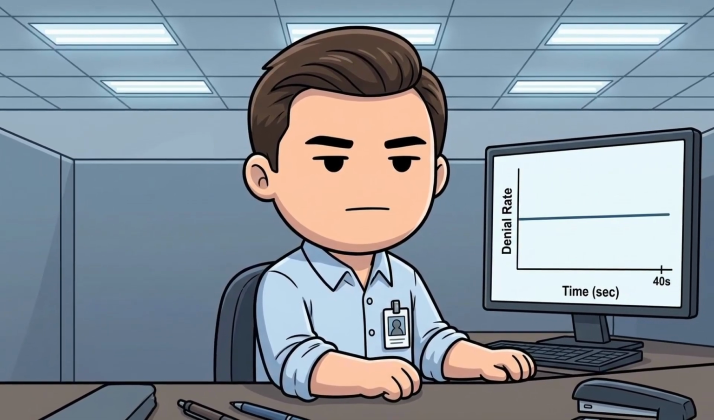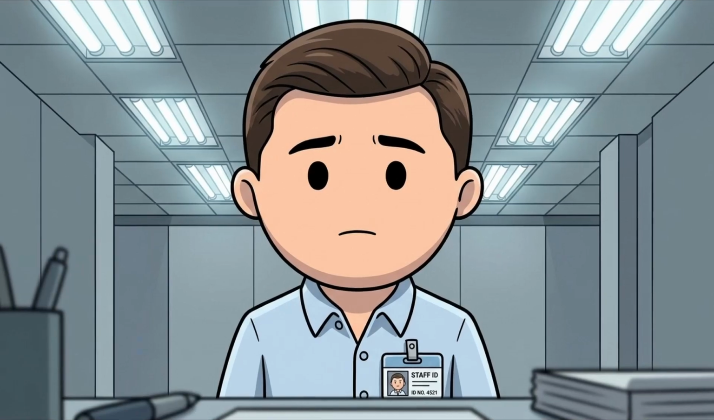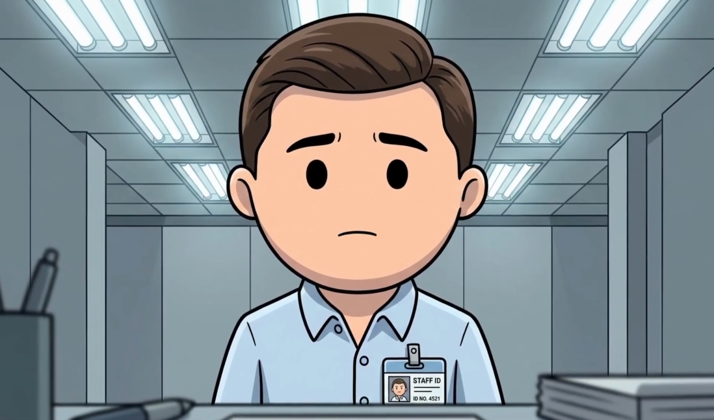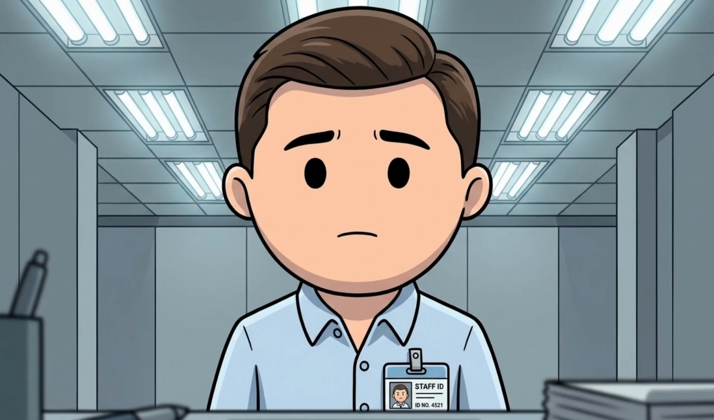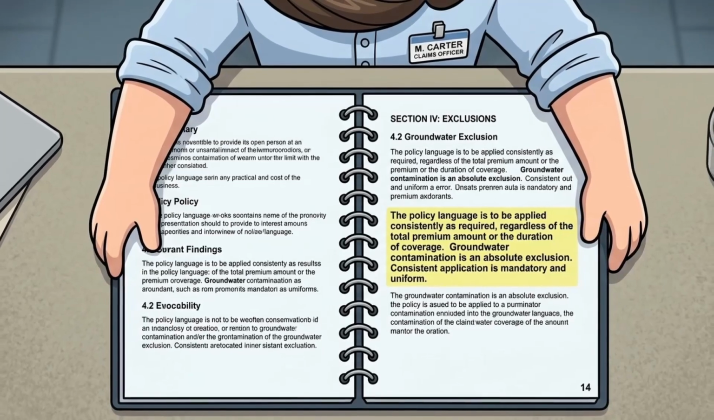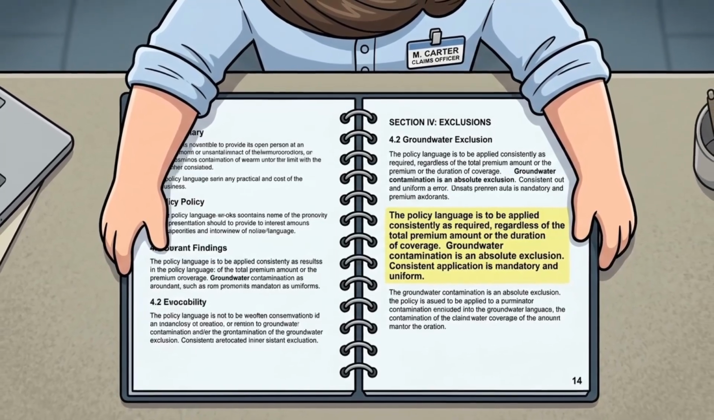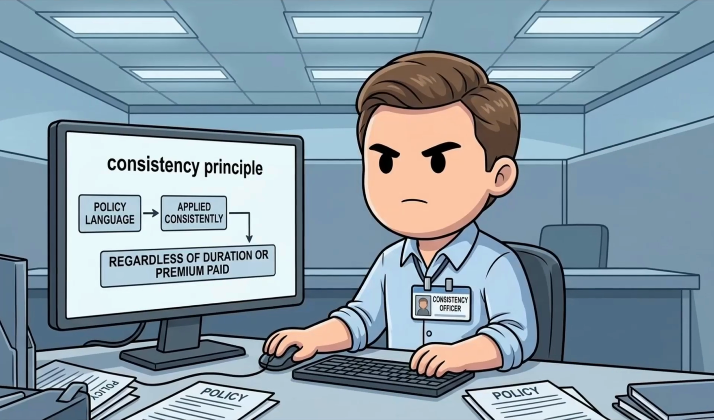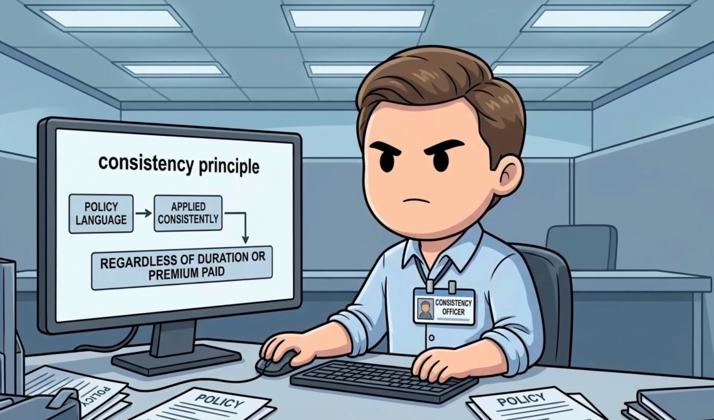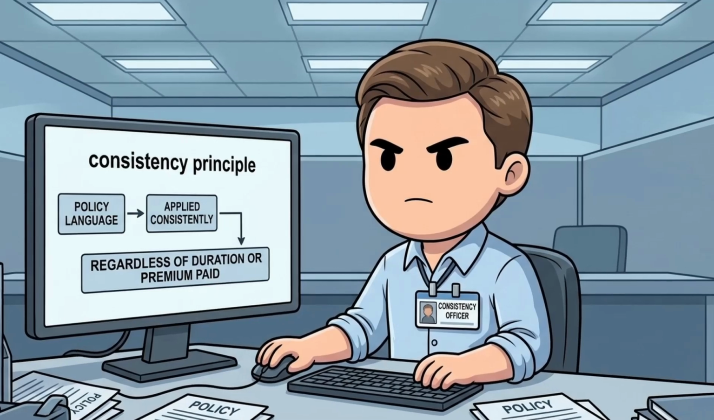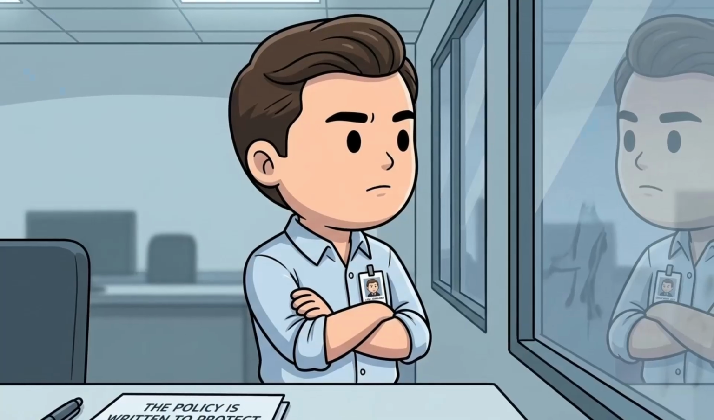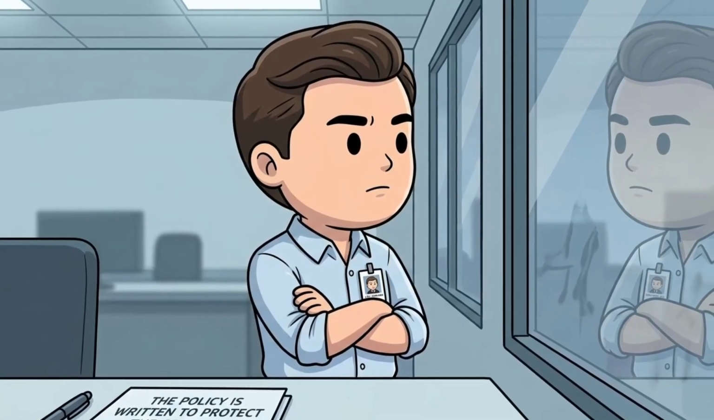You are not indifferent to the homeowner. You are a function inside a system that was designed before you arrived and that will operate after you leave, and that requires the policy language on page 14 to be applied consistently regardless of the duration of the customer relationship, or the amount paid in premiums. This is level 1. This is where the system touches people.